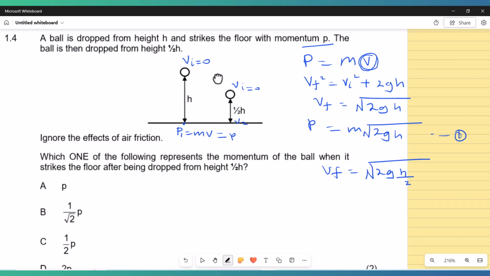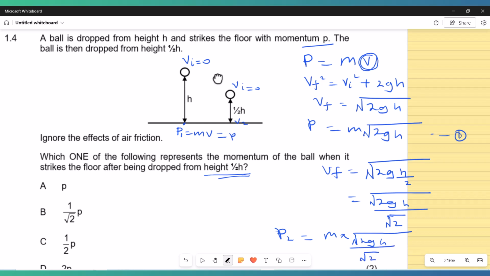Now in mathematics, I can write this as the square root of 2gh divided by square root of 2. Are we together? So now you can see that my new momentum that I'm looking for from the height half h is going to be momentum p2. The mass is the same. What about velocity? You're going to have square root of 2gh divided by root 2.